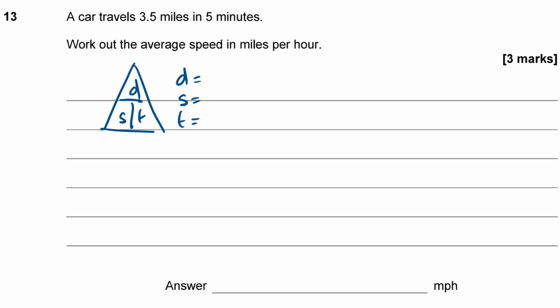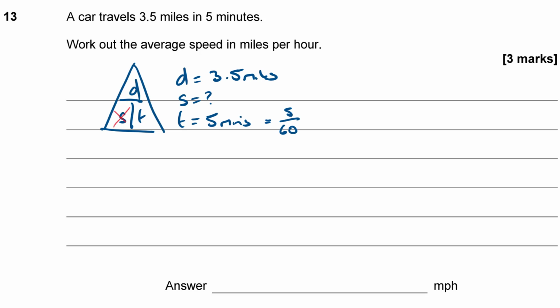So a car travels 3.5 miles, so distance is 3.5 miles. Speed is what we're trying to find, and time is 5 mins. Now 5 minutes in terms of miles per hour, what's that then? So there are 60 minutes in an hour, so that is 5/60ths of an hour, isn't it? 5 minutes, so t is equal to 5 over 60. Right, so we want to find s. What we do is we cover up the thing that we want to find in the DST triangle, and that tells us what to do with the other 2 things.